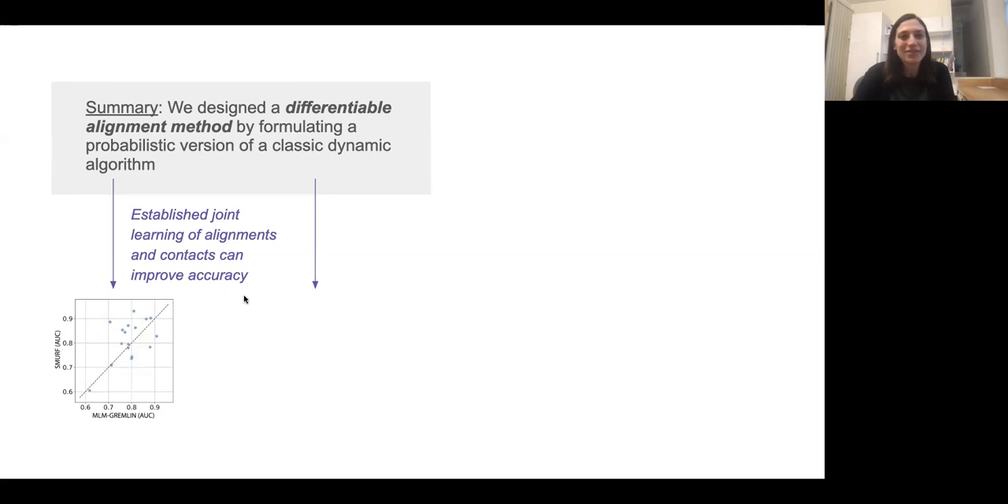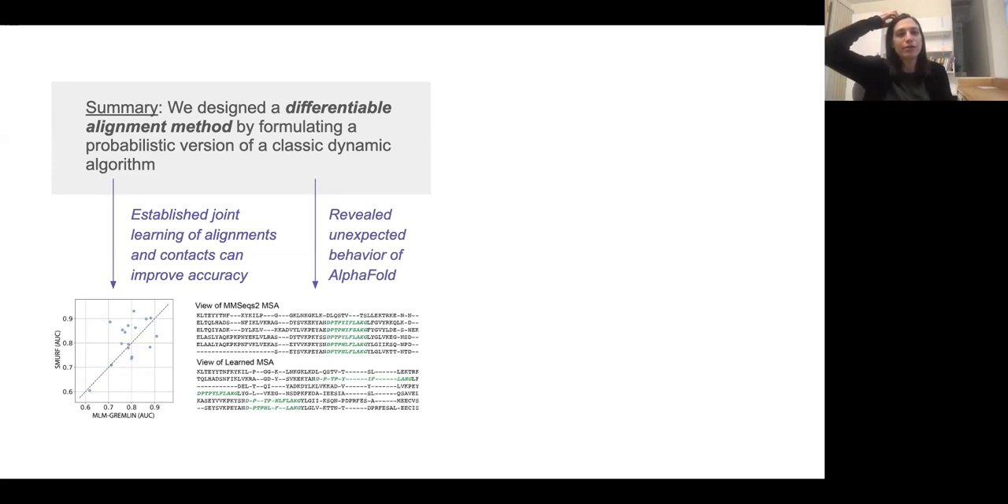And the second thing we did with our differentiable alignment method is we used it with AlphaFold to reveal unexpected behavior. That is that we can find these really weird, inconsistent, low quality MSAs that somehow improve structure predictions for particular families.